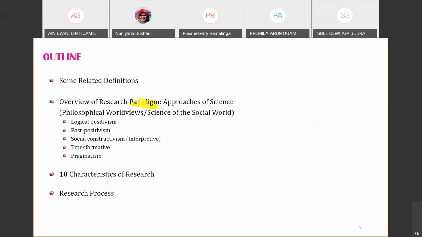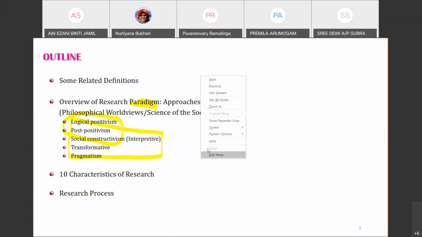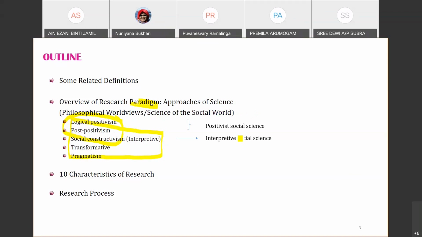Within that, based on each philosophical tenet, we have all these paradigms. We talk about logical positivism, post-positivism, social constructivism. Sometimes we group these two together. Okay, so the two, we group them together. There you go, we call it positivist social science, and then social constructivism, some people call it interpretive science, social science.